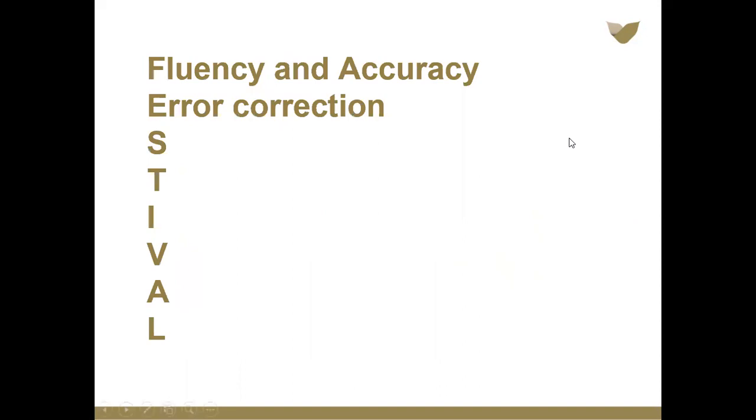And the second one is error correction, which we were just talking about, and then we are going to build on that error correction. So now the fluency and accuracy have been targeted. How do we look at the error correction?